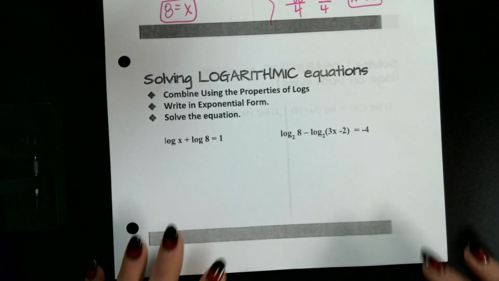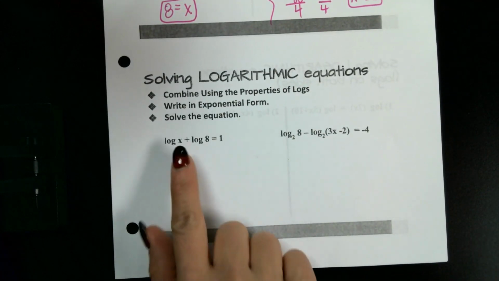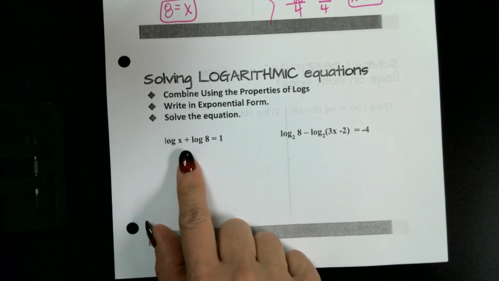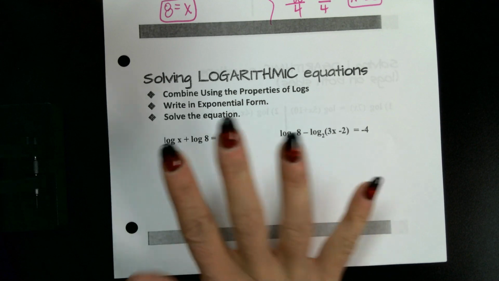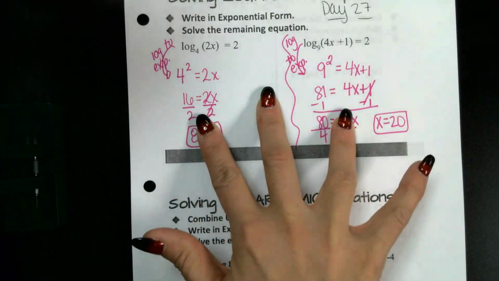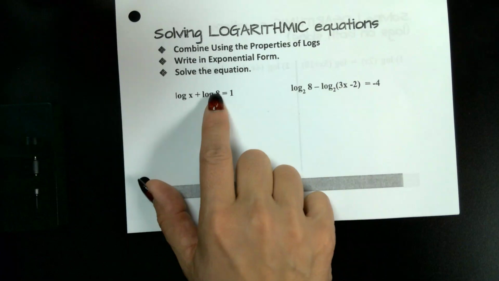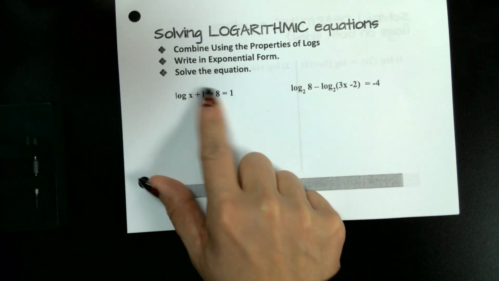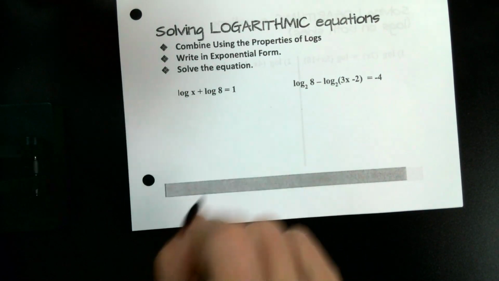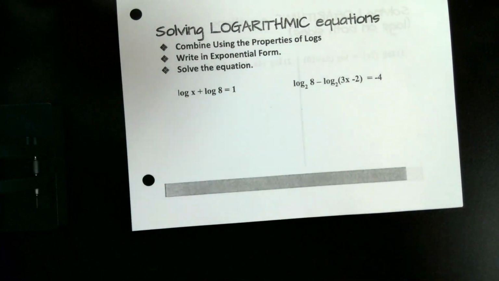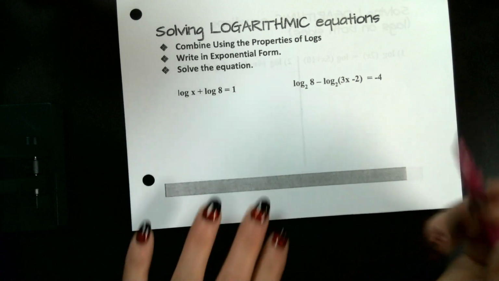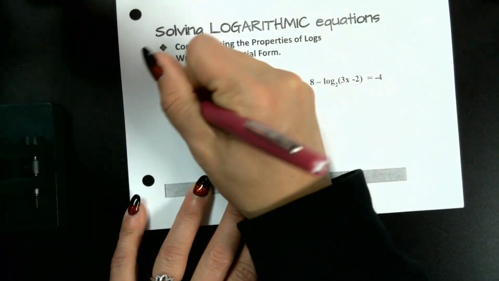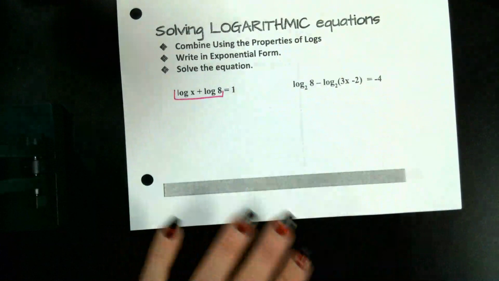Okay, if you take a look at the two at the bottom, notice how one side has multiple logs and then it's set equal to a constant. This is very similar to what we did up here, except I need to condense this to one single log. Once I condense this to one log, then I can turn it into exponential form like we were doing on the previous two problems. Okay, so right here, let's condense this side.